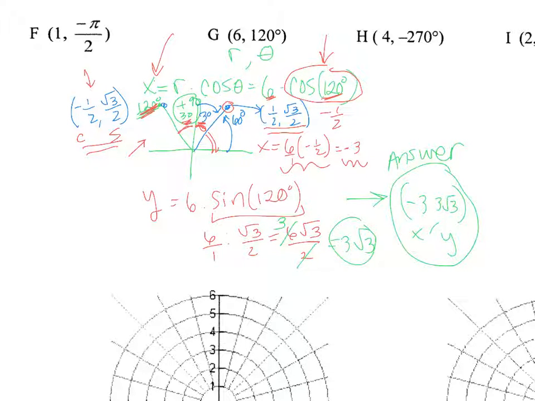Similarly, for sine, we know that y goes with sine. So y equals r sine theta. So we plug in 6 and 120. We already wrote that the ordered pair in the second quadrant for 120 is negative 1/2, comma, root 3 over 2. So sine at 120 is root 3 over 2. When multiplied by 6, or 6 over 1, we simplify and we get 3 root 3. And here's our ordered pair. Remember, again, when we're on the unit circle, we cannot use decimals.